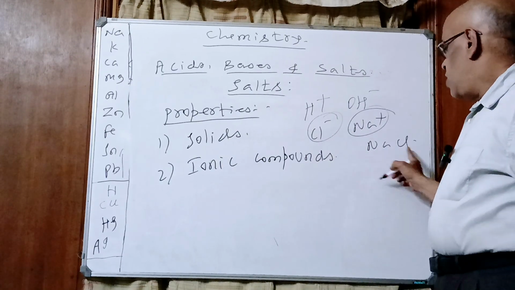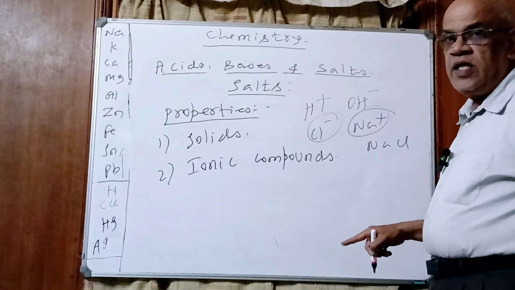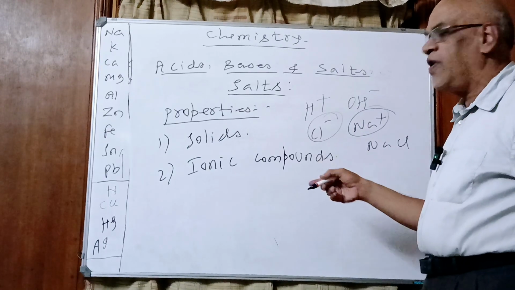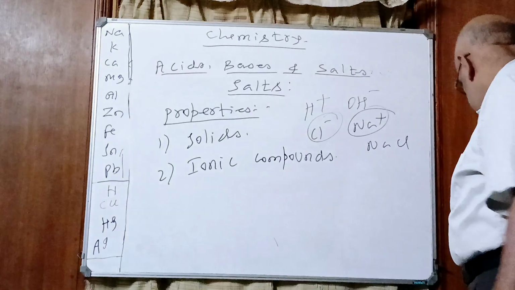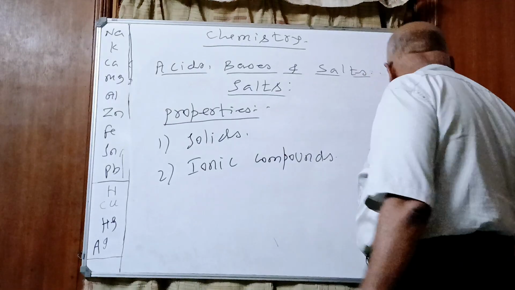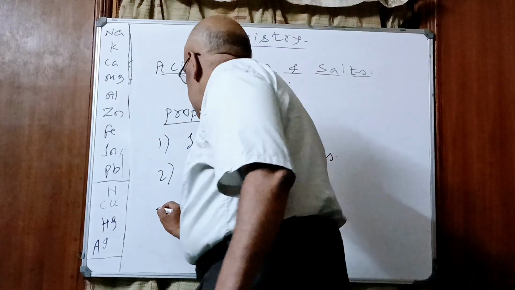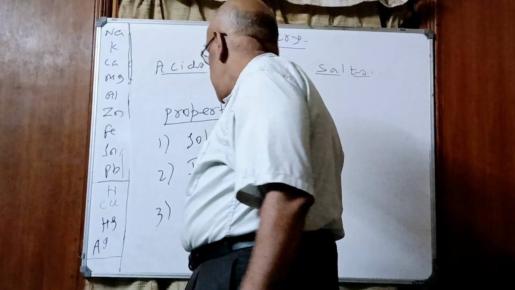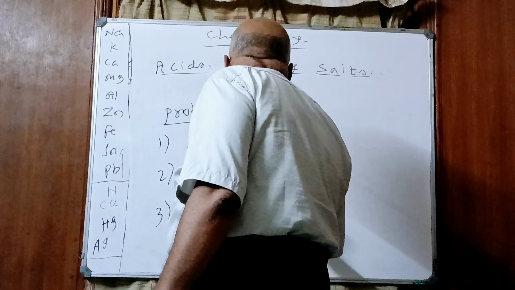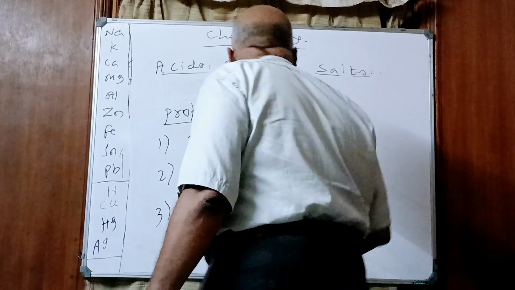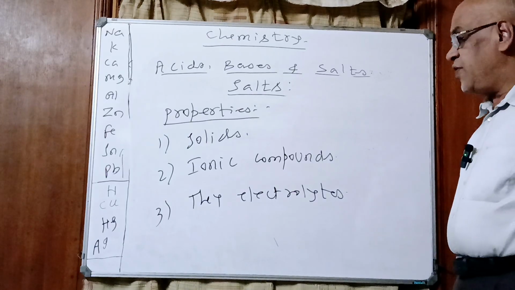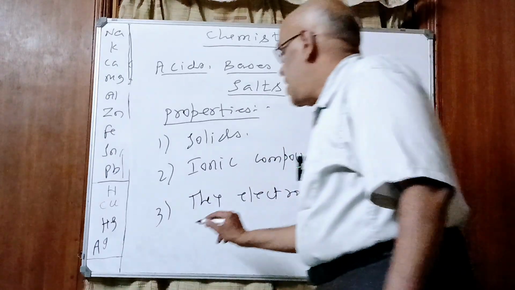When they dissolve in water, what do we get? Hydrogen ions, sodium ions and chloride ions. They are formed from ions. They are ionic compounds. Then they are electrolytes, like water and like acid and base. They are electrolytes. Means what? They conduct electricity in aqueous form. Yes or no, children?